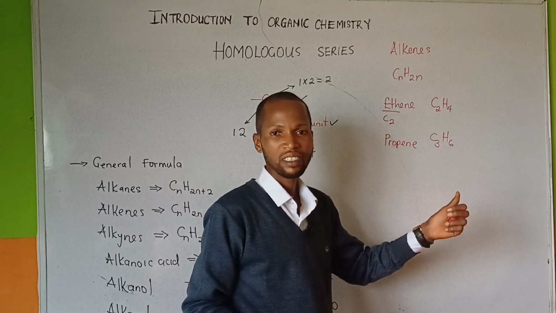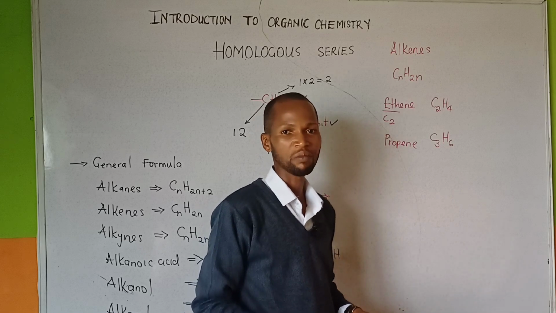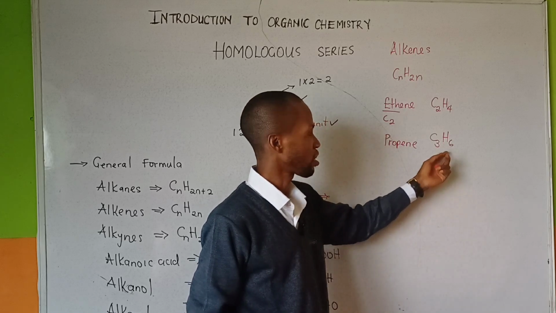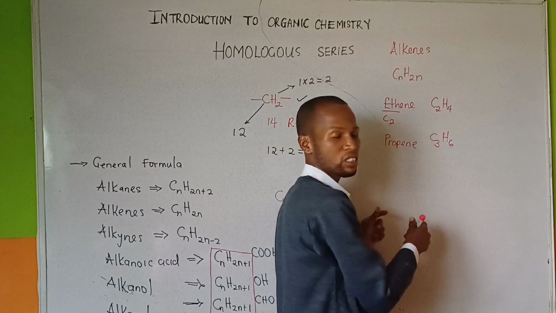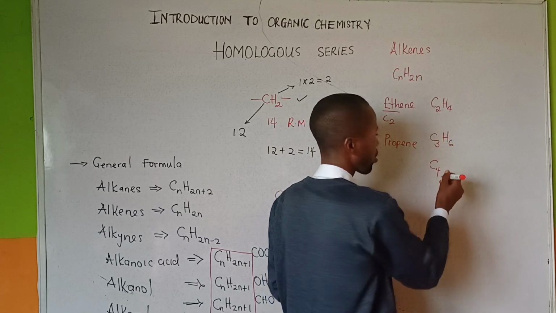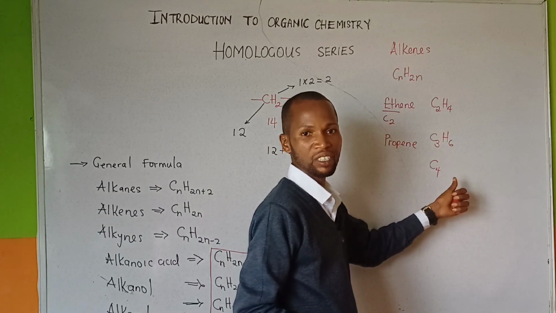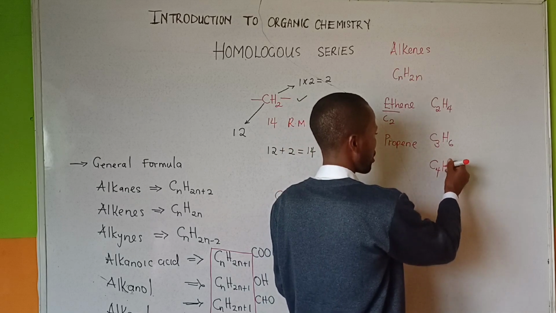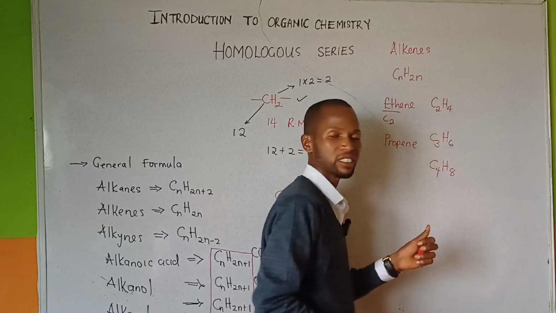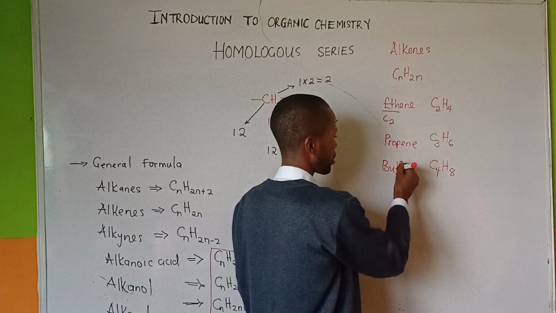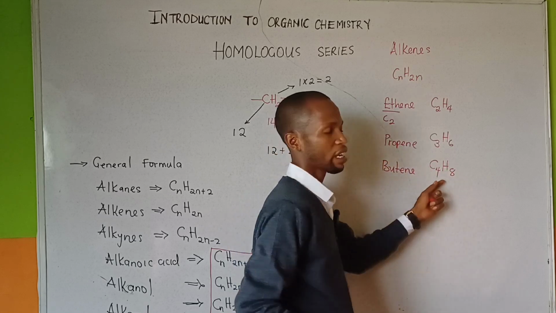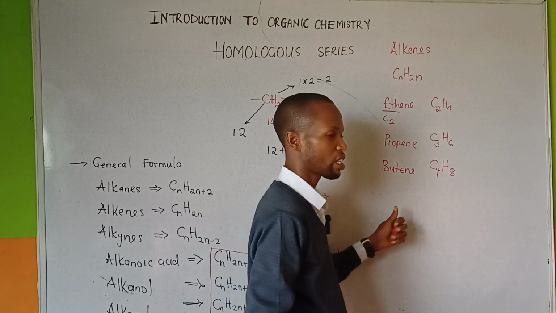Can you do the next? Okay, feel free to attempt it. We have what? The next member, 1 carbon, that will be what? C4. 2 hydrogen, C4H what? 8. Okay, so the next member is what? Butene, rather. With the molecular formula C4H8.